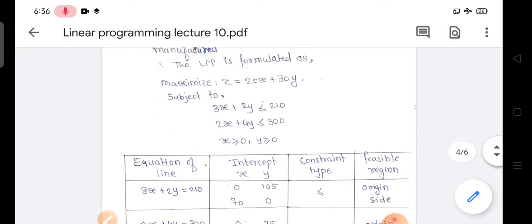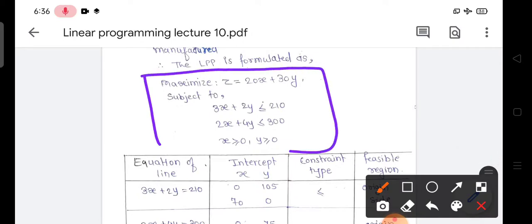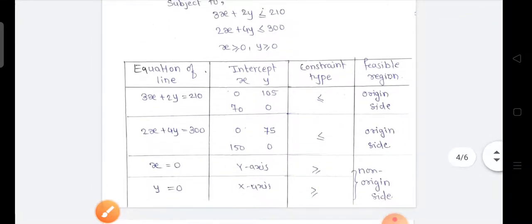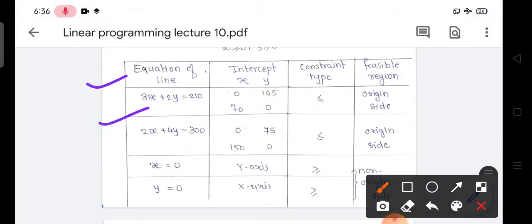Okay, once we have formulated the LPP, what is the next step? To prepare a table to find the intercepts. So the equations of the lines we will write here.